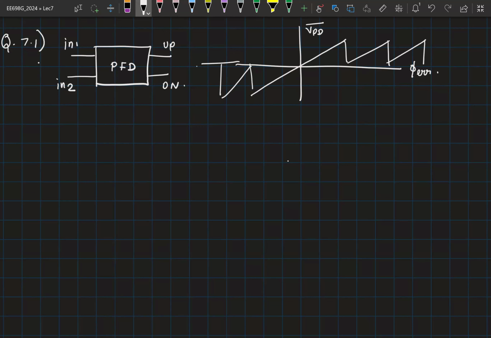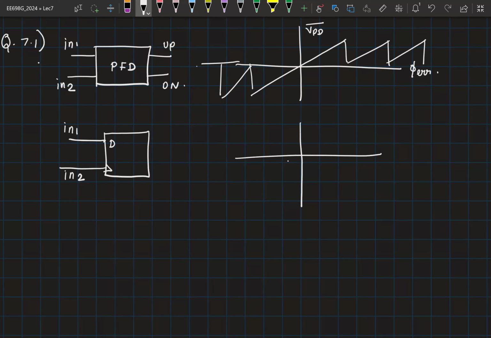Okay. Now, if I take a D-flop based PFD, phase detector, then the characteristics are like this. Till pi, this is some high value. Then it is some low value. This is till pi, minus pi, and then it keeps shifting.